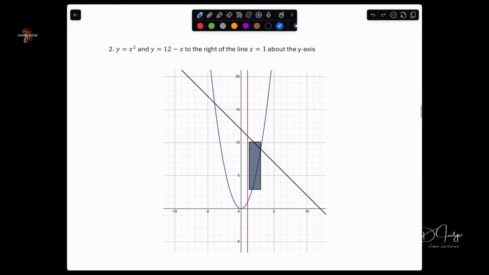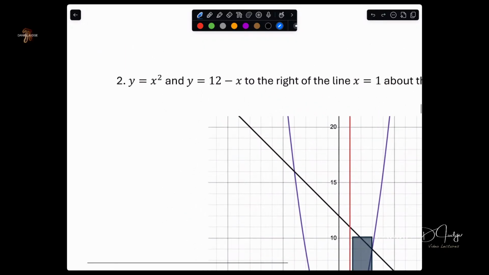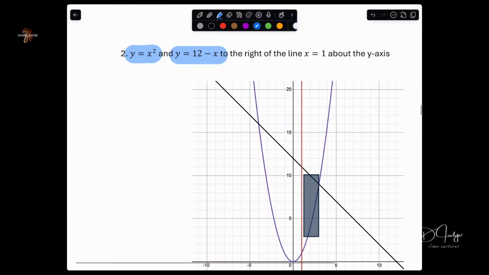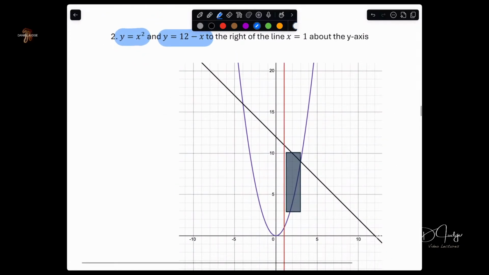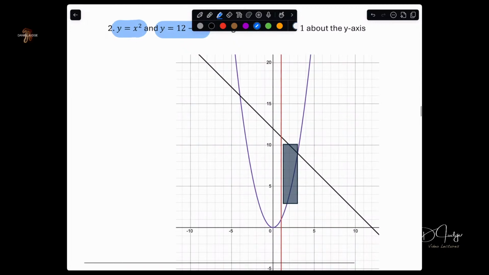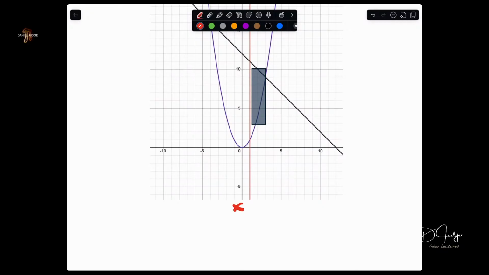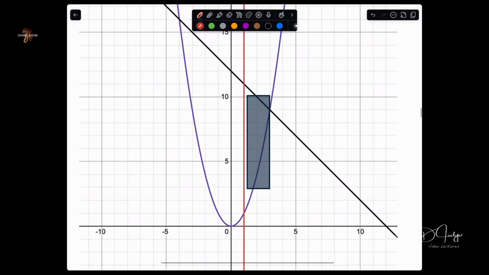So the bounded region now, they're going to give us some curves here. We got a parabola, looks like y is x squared. Let's see what this bounded region looks like. And then we got the line, it's really a linear equation, y is 12 minus x. So we see both the parabola in, I guess, purple, and the line in black. Then they're going to say to the right of the line x is 1 now. So they gave us a vertical line, x is 1. So the region they're talking about is right in there.